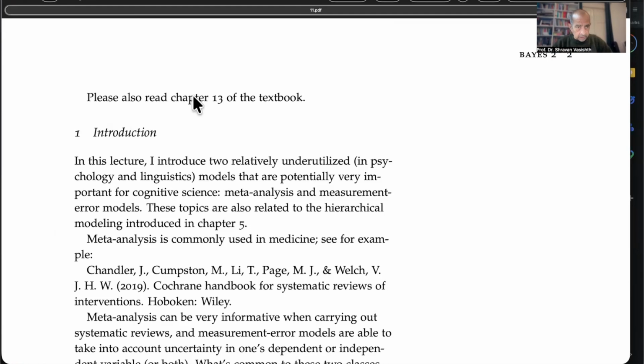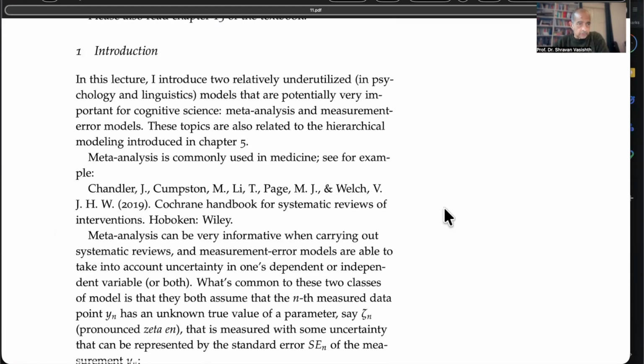Oh, that's a mistake here. I will fix this later. It's chapter 11 of the textbook.